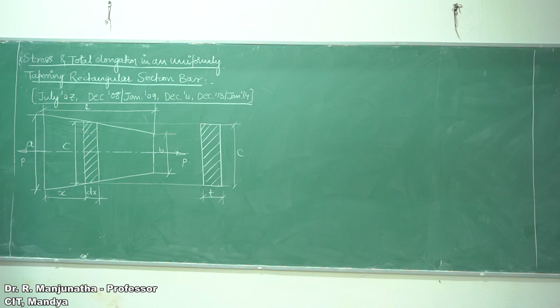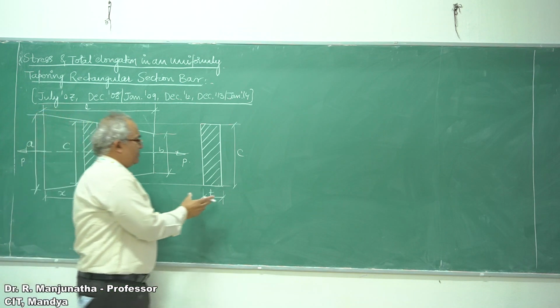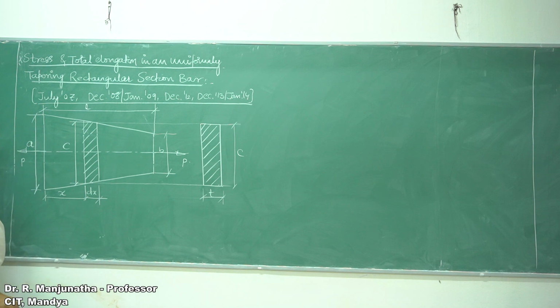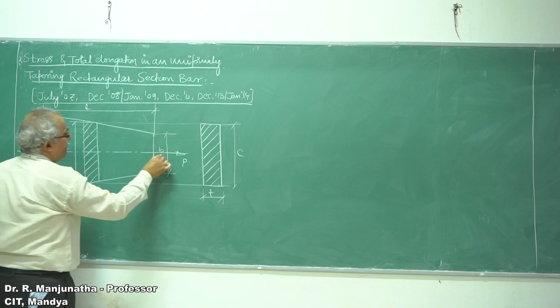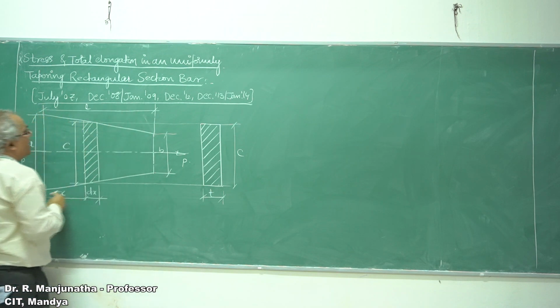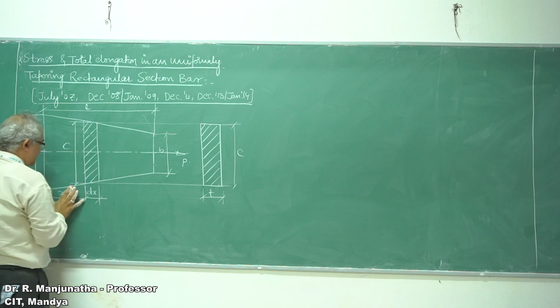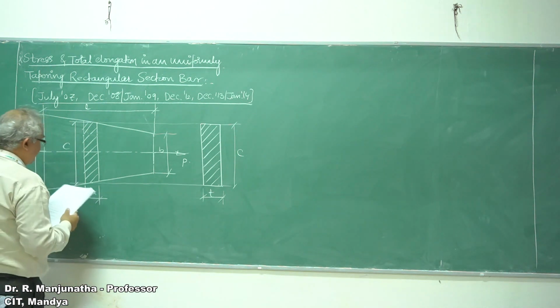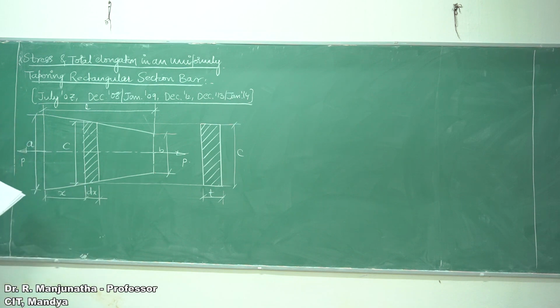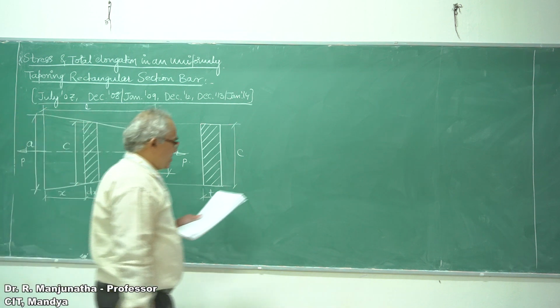Here we have a bar of uniform thickness. The thickness of the bar will be equal to T, having the larger end A and the smaller end B. The length of the bar is L, and we consider a section at a distance x, having a thickness dx. Now we will derive the expression for the total elongation.